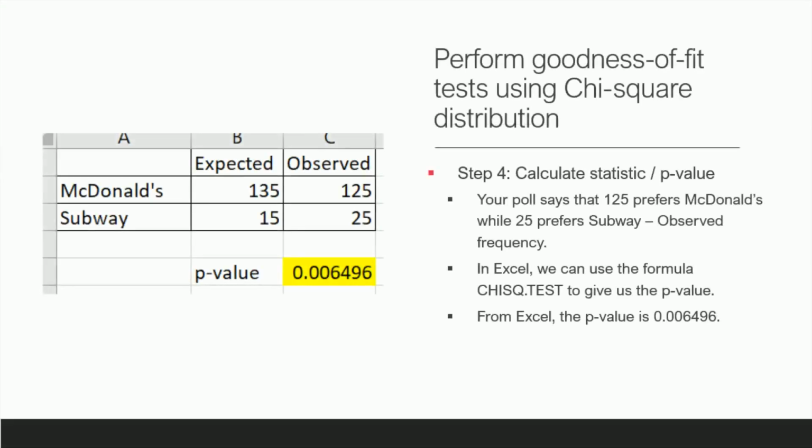Step 4 is to calculate the p-value. Your poll says that 125 prefer McDonald's while 25 prefer Subway. This is your observed frequency. While it is all right for expected frequencies not to be whole numbers, observed frequencies must be whole numbers because they are counts. In Excel, we can use the formula CHISQ.TEST to give us the p-value. The p-value we obtain is 0.006496.